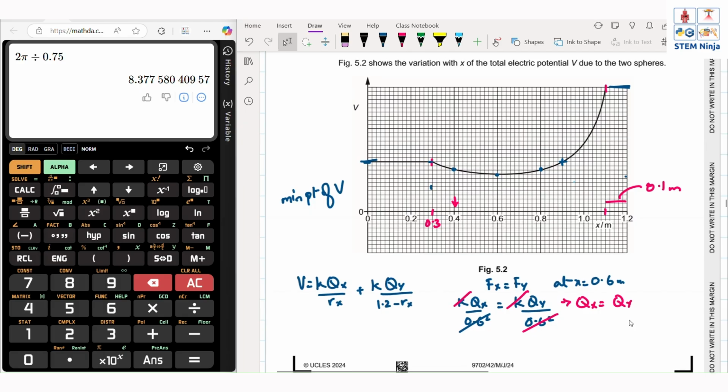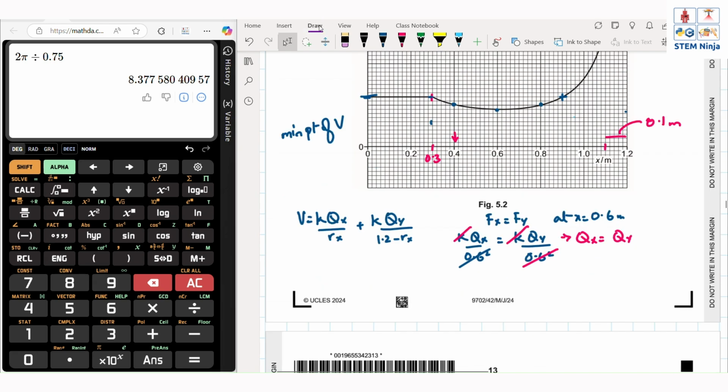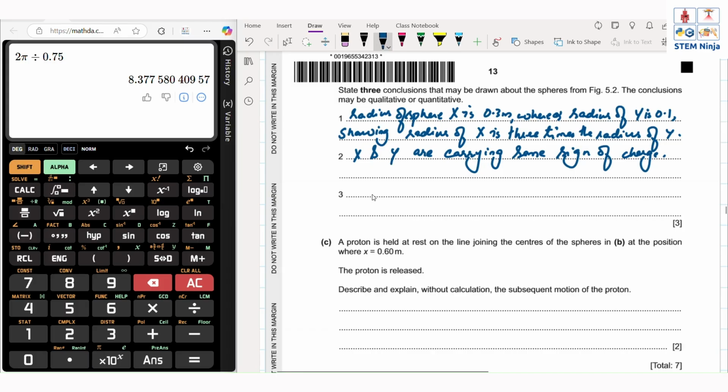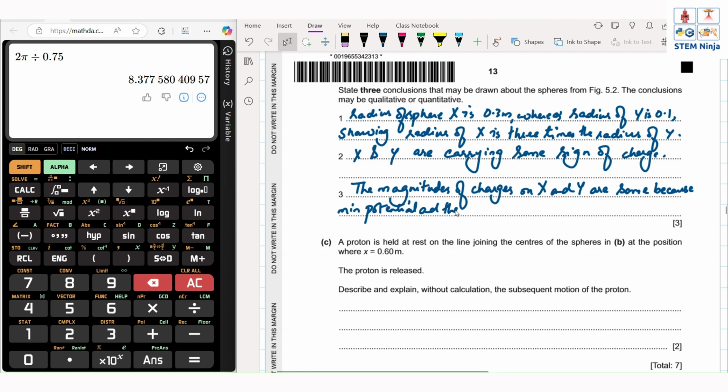So how do we actually write about this? We say that the magnitudes of charges on x and y are the same because minimum potential, and therefore zero electric field strength, occurs at 0.6 meters.